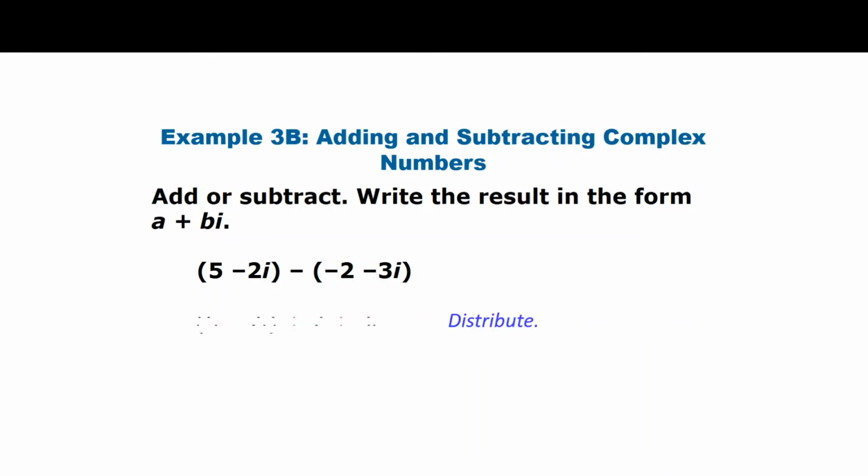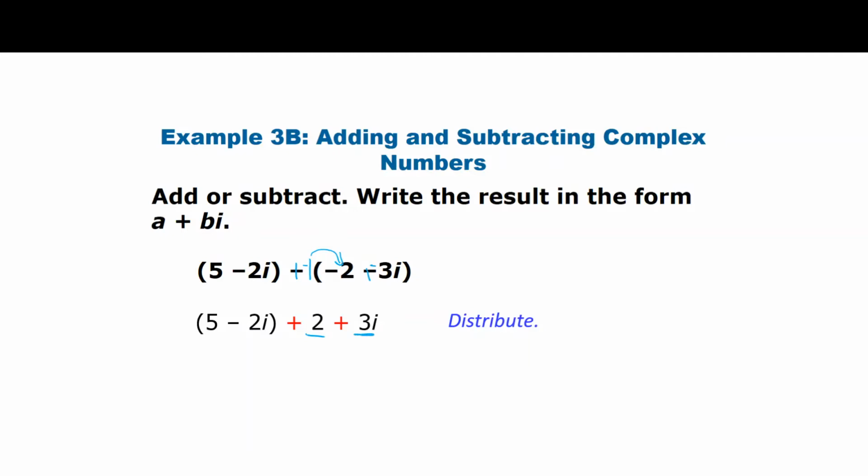The first thing we want to do, though, is we want to distribute. And what are we distributing? Well, this negative means actually times a negative 1. And we're going to distribute this negative 1 to get positive 2. And negative 1 times, actually that's a negative 3, is a positive 3i.